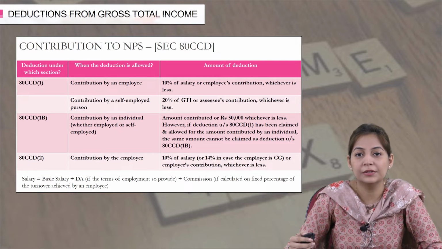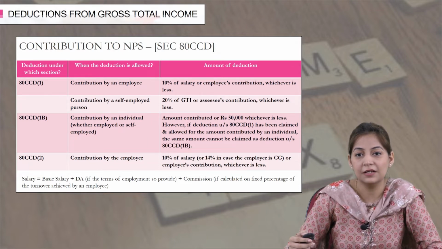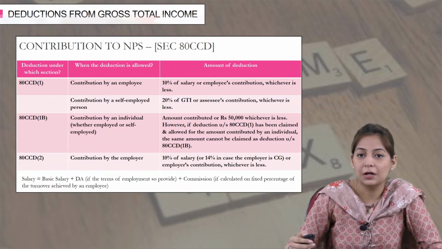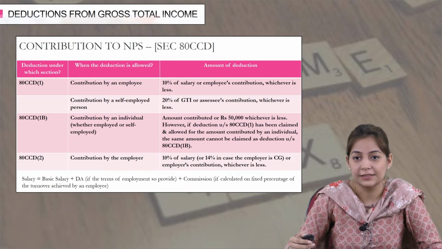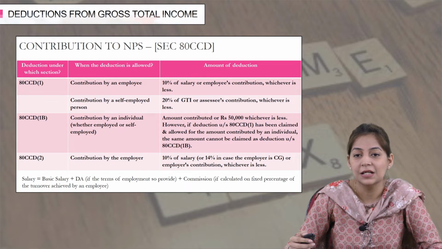The maximum amount that can be claimed by the assessee as deduction is 10% of salary or the employer's contribution, whichever is less. In the case of a government employee, here meaning the central government employee, the deduction can be claimed up to 14% of the salary. Salary here means basic salary plus DA forming part of retirement benefits plus the commission. Which commission? The commission if it is calculated on a fixed percentage of the turnover achieved by the employee.